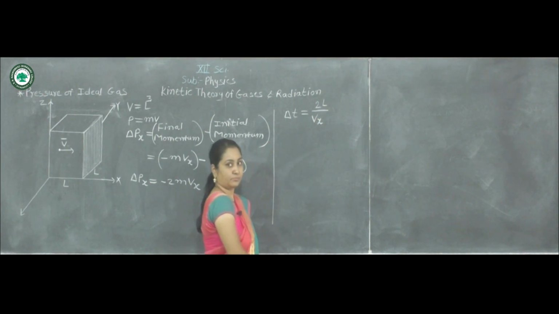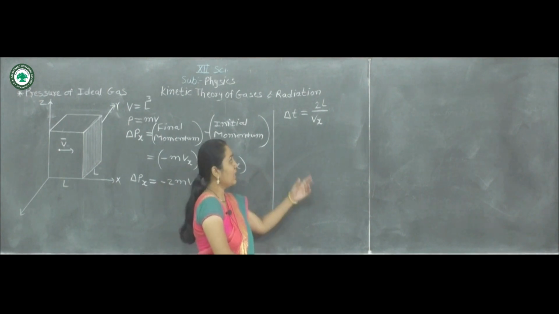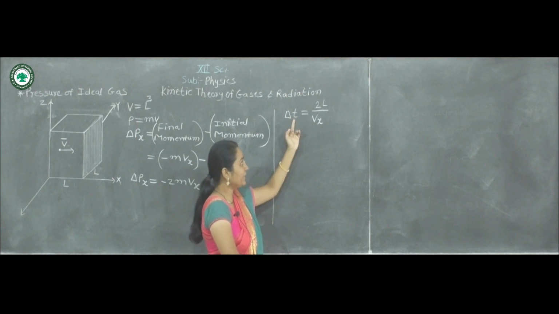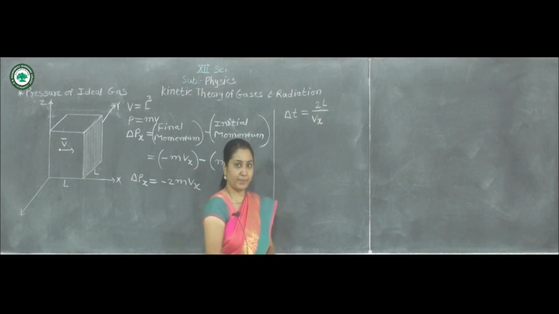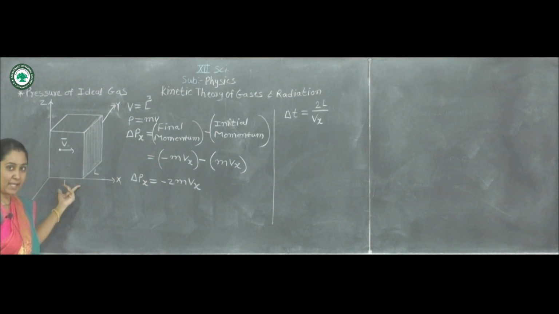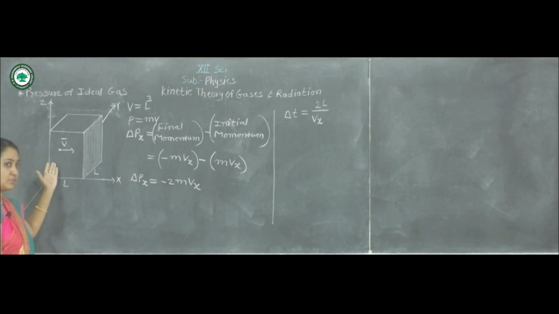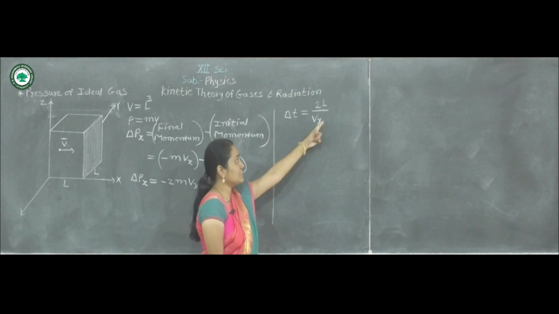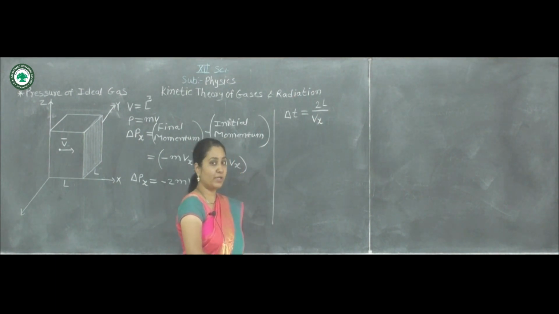upon Vx. So we are using the formula speed is equal to distance upon time. So we are finding time is equal to distance upon speed. So this one side distance of the box is L. So the particle is bounced back. So the total distance travelled by the particle is one side L plus L, that is 2L, and the speed of the molecule is Vx. So we get time delta t is equal to 2L upon Vx.